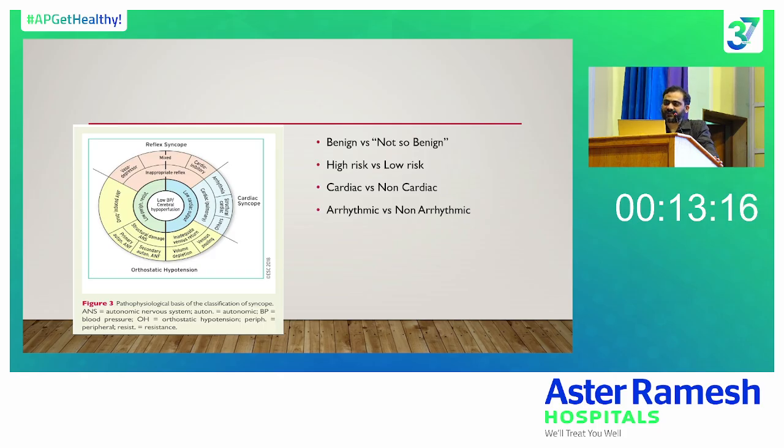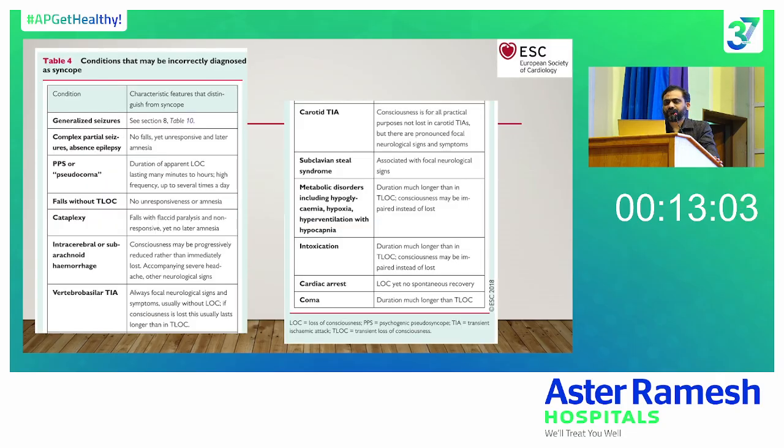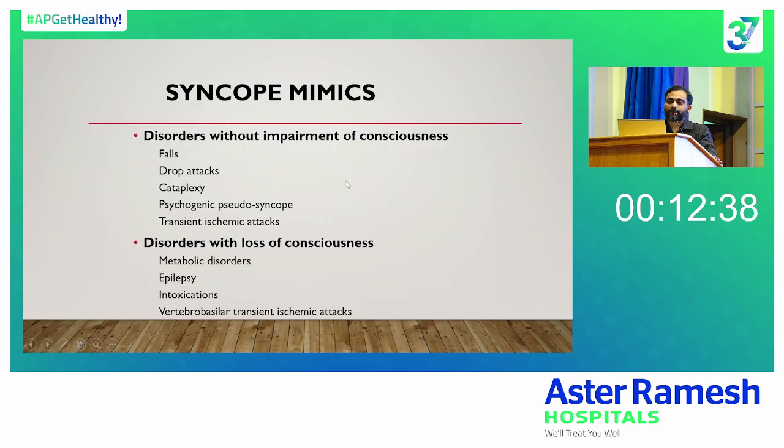To classify the patient as high risk or low risk, we have to differentiate whether it is a cardiac versus a non-cardiac syncope. And when we know it is a cardiac syncope, we should distinguish between an arrhythmic and a non-arrhythmic cause of syncope. There are several conditions which can mimic syncopes, starting from seizures, partial seizures, cataplexy. Cataplexy is a very common thing. And a word about seizures, including absence seizures. Some vertebrobasilar TIAs can present with loss of consciousness, and some metabolic disorders, and obviously the subclavian steal syndrome, which we see in our practice also.